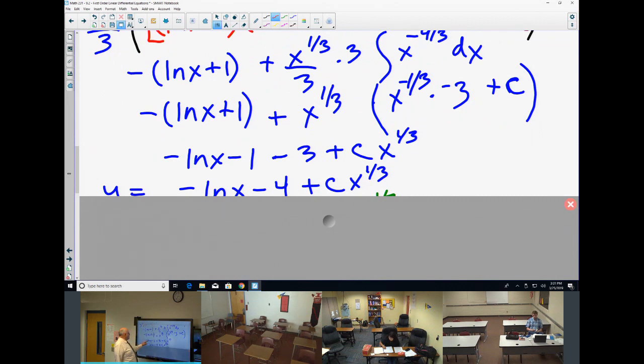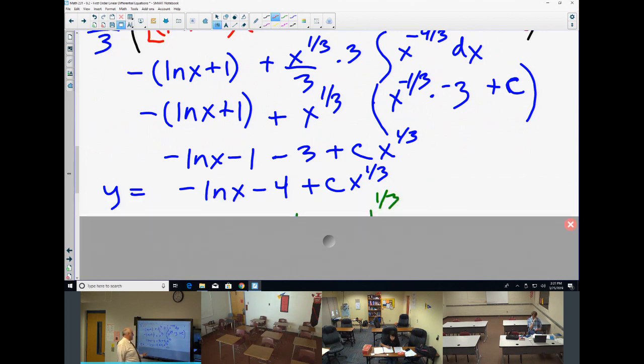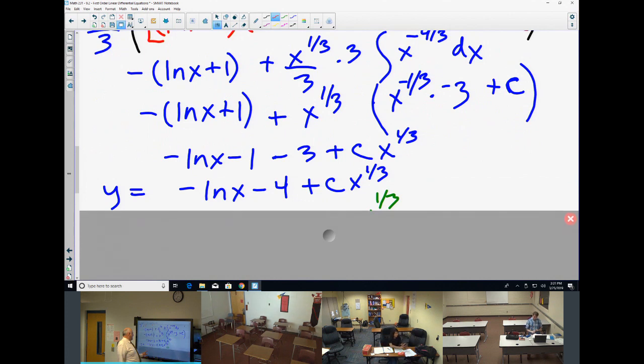So distributing the negative, natural log of x minus 1. Okay. Again, when I distribute x to the 1/3 and x to the negative 1/3, those give you 1. So you just have negative 3, and then x to the 1/3 times c. And so then when I simplify, the negative 1 and the negative 3 become negative 4.